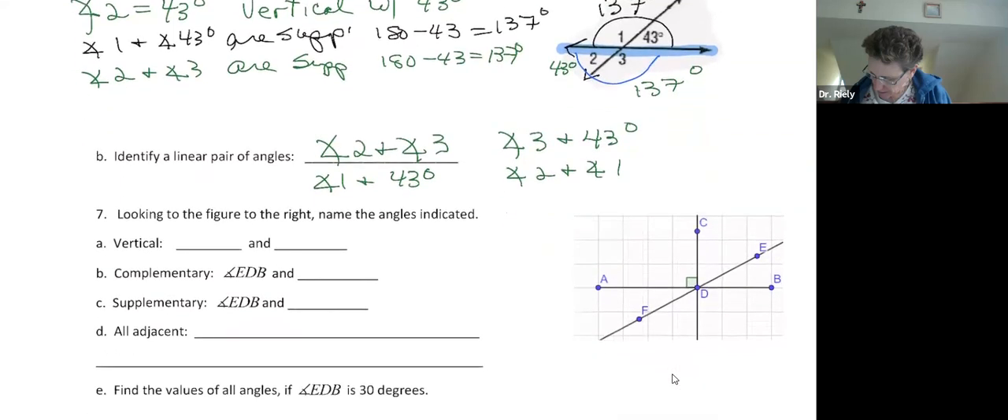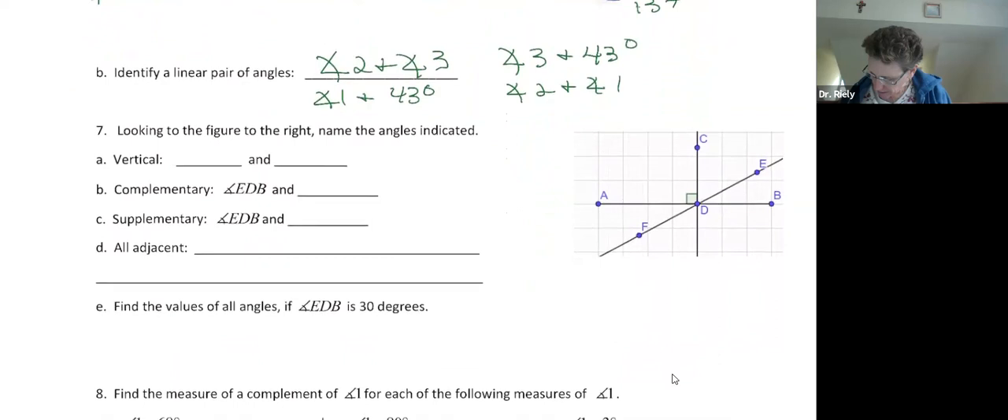Okay, so we're going to keep our focus on 1.5, and here comes the next topic. It says, looking at the figure to the right, name the angles indicated. So they want vertical angles. I'm going to get my highlighter out. Here is a line. Here's another line. Which angles are made up of those two sets of rays? So it looks like this angle and this angle, and they are vertical angles. Highlighting the way I did really helps them pop out to you. Otherwise, they can be kind of hard to see.